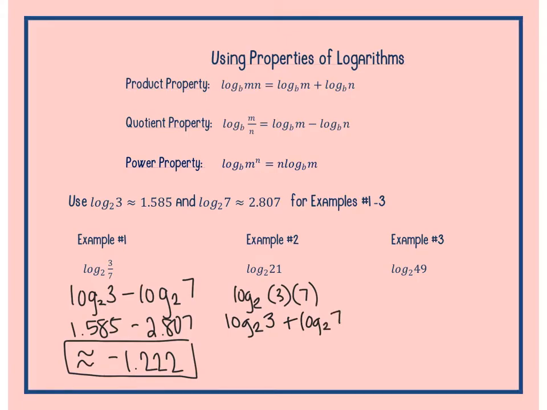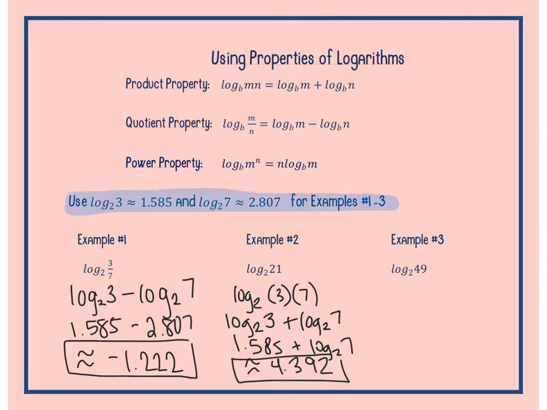Now using the same numbers I had, this time instead of subtracting them, I am going to add them. And when I add those together, I get approximately 4.392. Okay, now remember, if you don't know where I'm getting these numbers from, they gave me that information. They gave me those numbers. Okay, and the next one is log base 2 of 49.